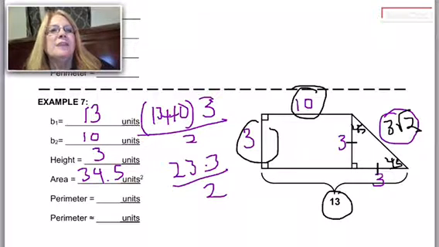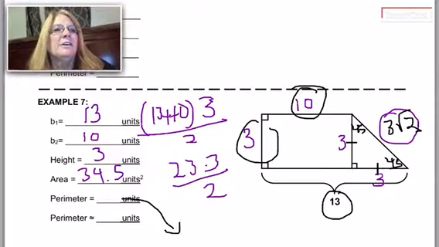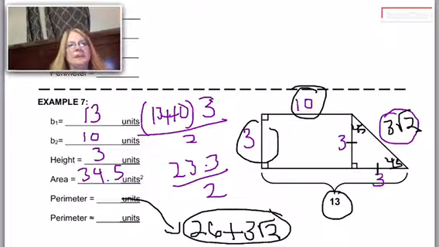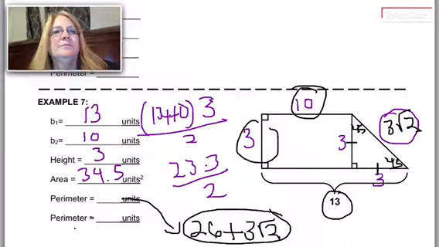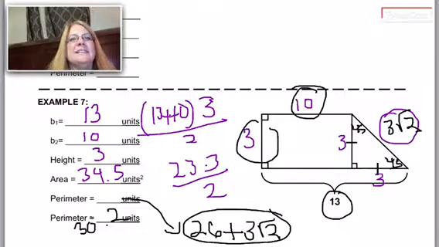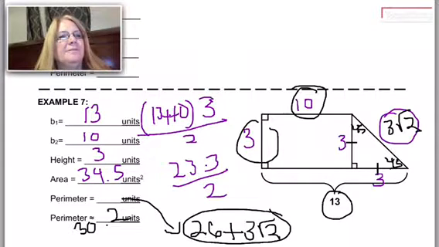I'm going to have to just write it right here. You get 26 plus 3 square root of 2, because you cannot add those together. Now, approximately 26 plus 3 square root of 2 is 30.2. There you go. So that is the approximate perimeter.